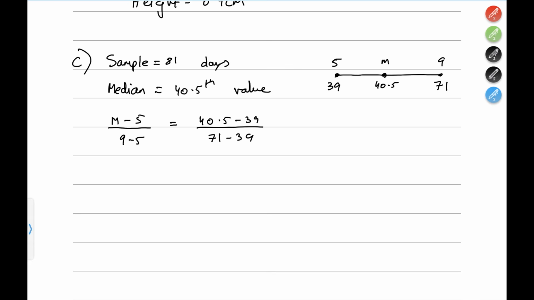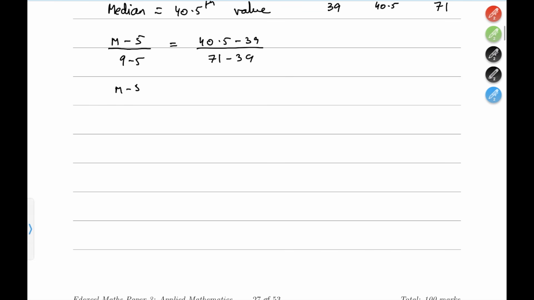You can see here that I followed a very specific way of calculating it. I have done m minus 5 on the top of my left expression, then 9 minus 5 as the denominator. It's important that you follow the same on the other side of the equation. So here I have done 40.5 minus 39, the exact same way. Because I started with m minus 5, I did 40.5 minus 39 on the top of the right as well, and I ended with 71 minus 39, just like I did 9 minus 5 on the left. Following the exact same pattern for your equation is very important.